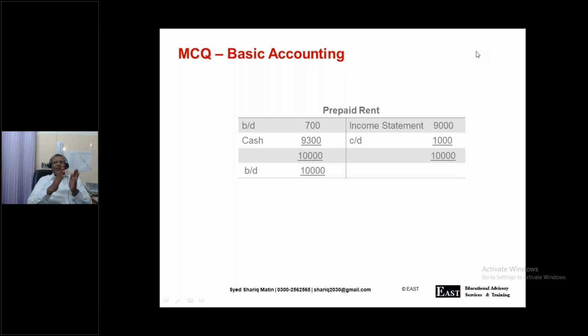Now 10,000 is not the total expense. The total expense is only 9,000, as Shapar said. So 1,000 is prepayment, and that prepayment is now replaced by another terminology, which is other receivables. The other receivable is a current asset, or prepayment is a current asset, but they don't use the word prepayment these days. They use the word other receivables, and which is 1,000.